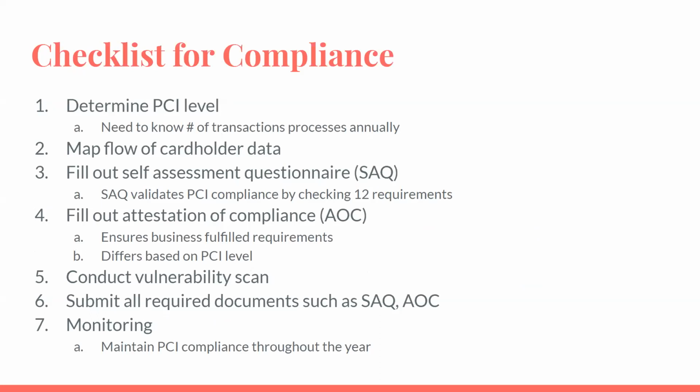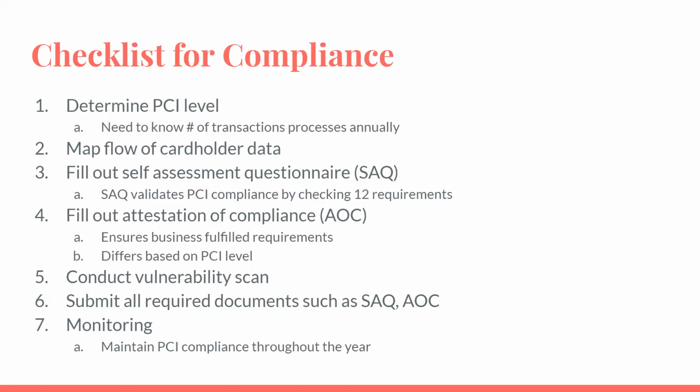The checklist for compliance: the first step is they have to determine their PCI level. So they need to know the number of transactions they process annually. They have to map the flow of the cardholder data. So they need to make sure they know everything about where it's going, all the data, and who handles it.